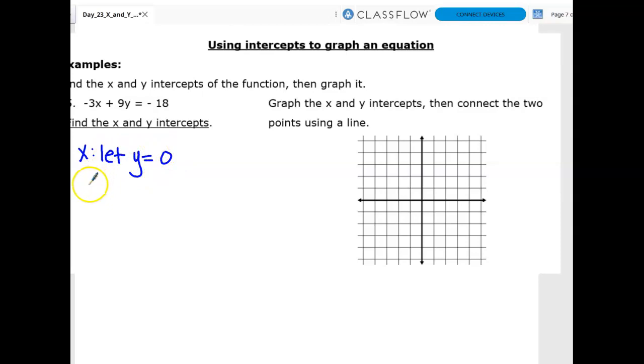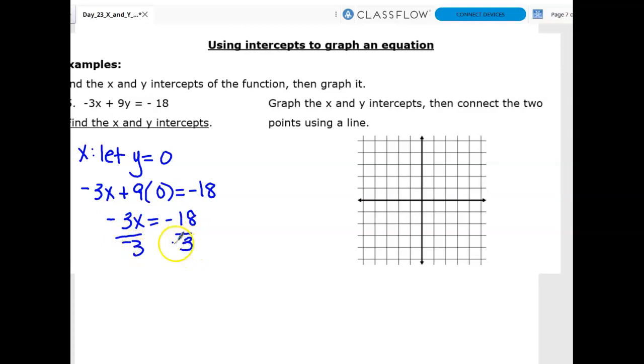Okay, so we'll have negative 3x plus 9 times 0 is equal to negative 18. So negative 3x is equal to negative 18. We divide both sides by negative 3, and our x is equal to 6. Okay, so the ordered pair would be 6, 0. So to graph that ordered pair, we just count 1, 2, 3, 4, 5. We're just a little bit over, so the point would be right about there.